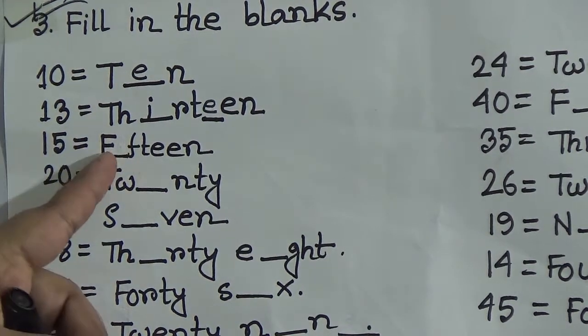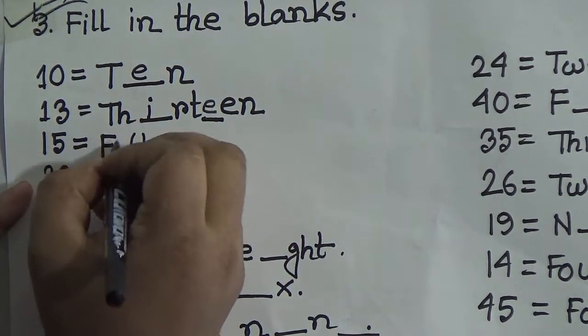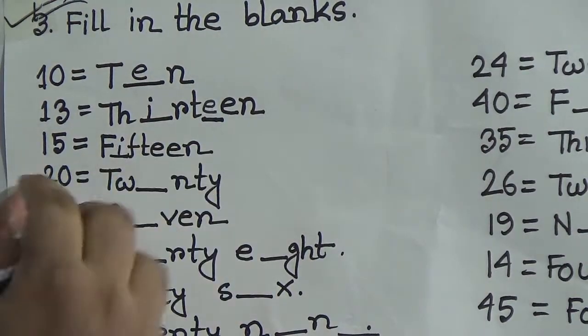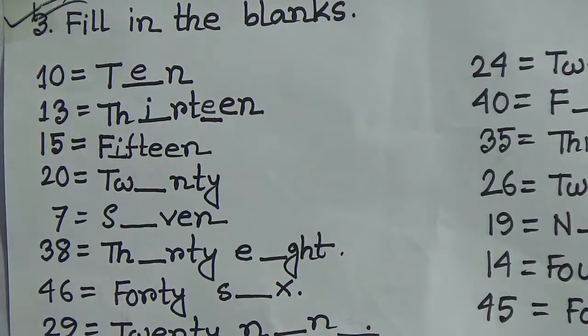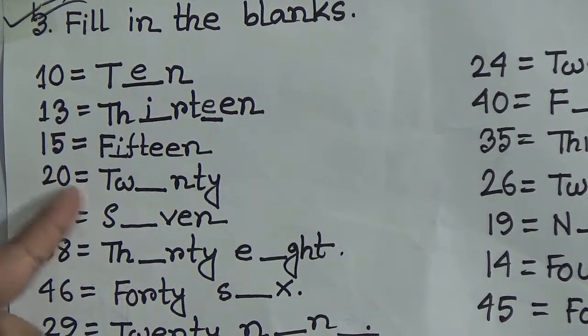F-I-F-T-E-E-N, but here I is absent. So here we write I. F-I-F-T-E-E-N. Our next one is 20.